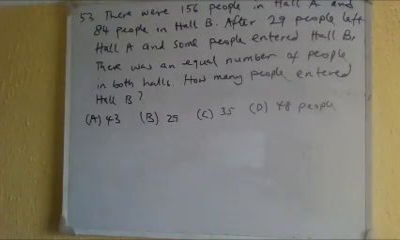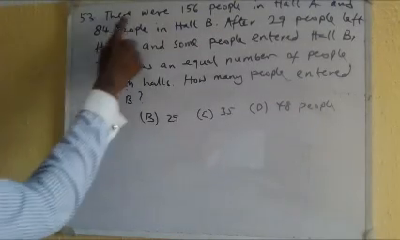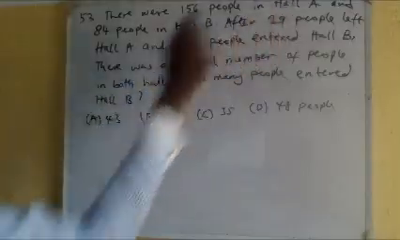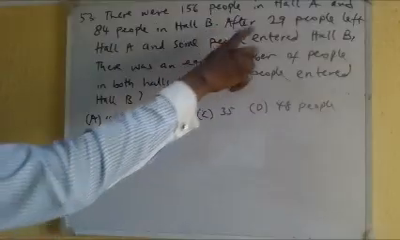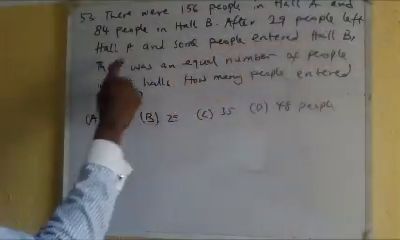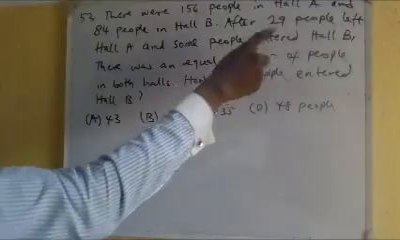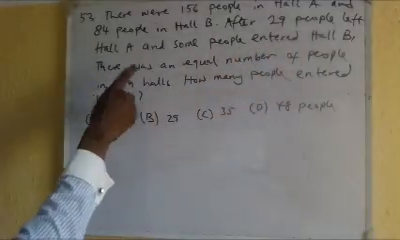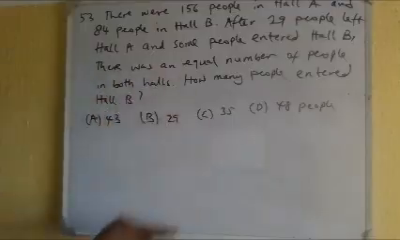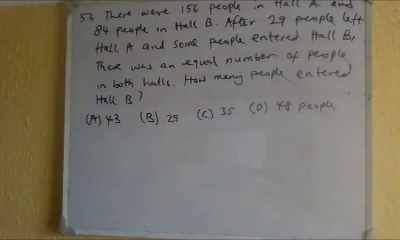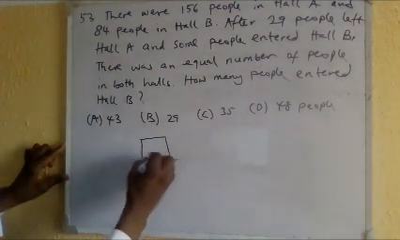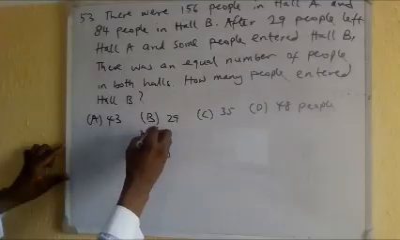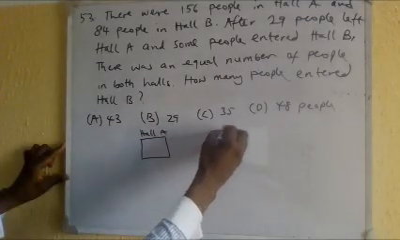Okay, so we have this question on the board, number 53. It says, there are 156 people in Hall A and 84 people in Hall B. After 29 people left Hall A and some people entered Hall B, there was an equal number of people in both halls. How many people entered Hall B? So let's say this is Hall A, and this is Hall B.